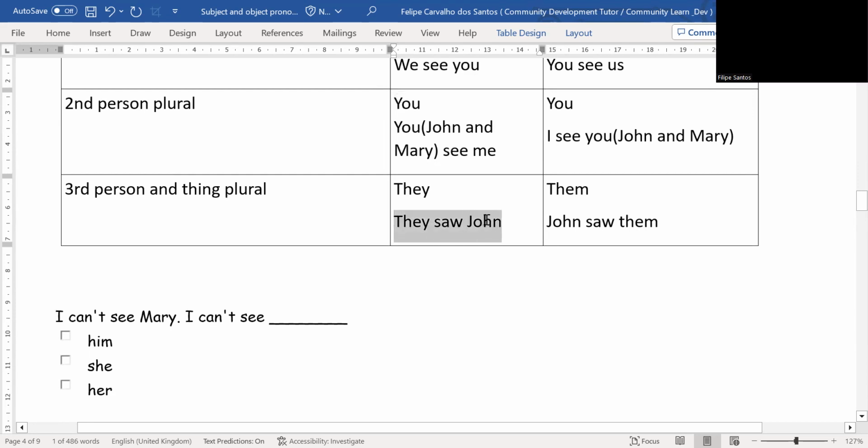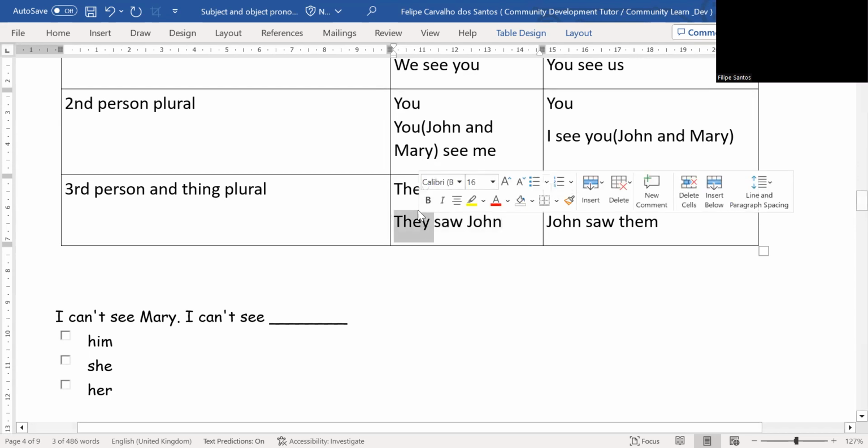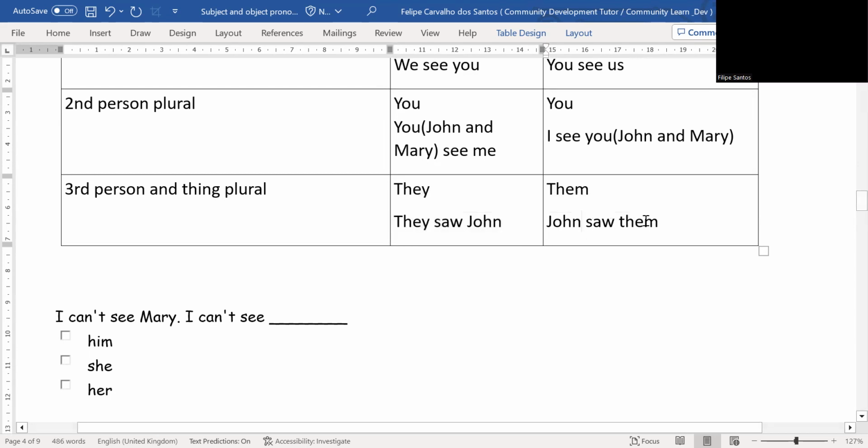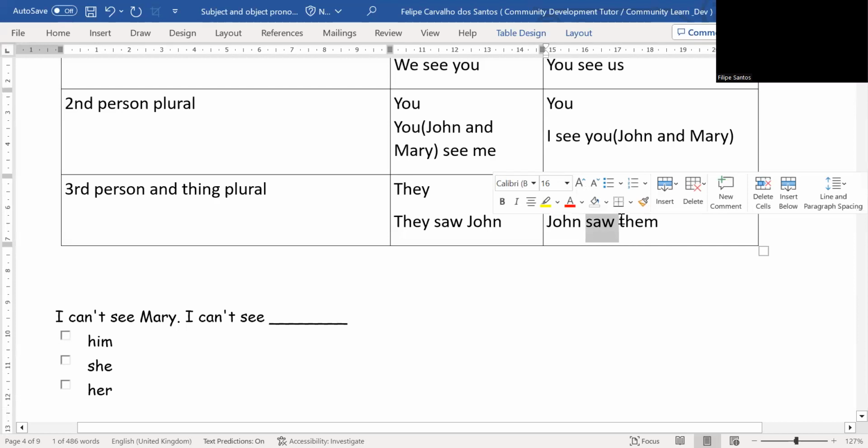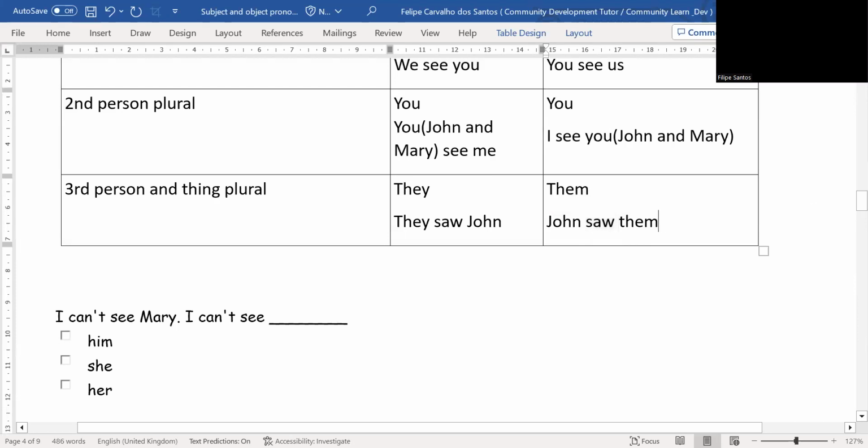They saw John, the people. My friends saw John. They saw John. They, my friends. John saw them. So John saw my friends. So this is the past of see. See is the present. Saw is the past.